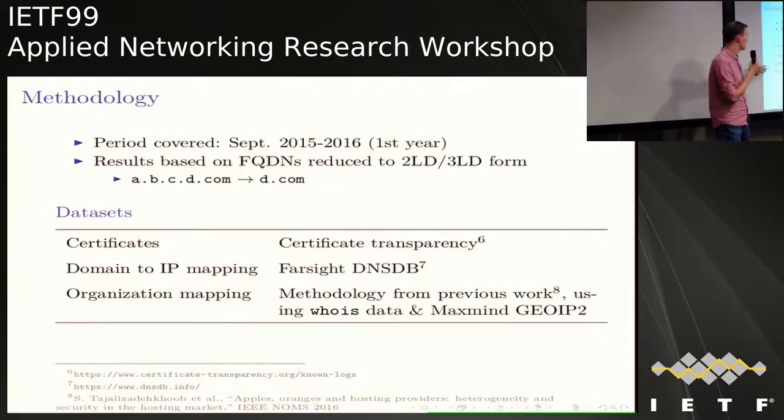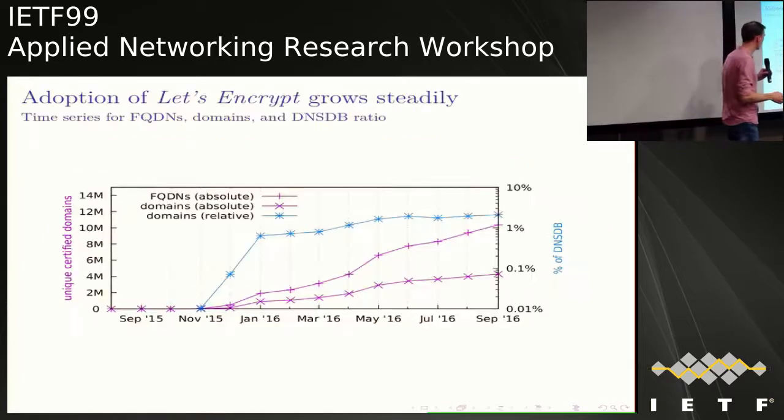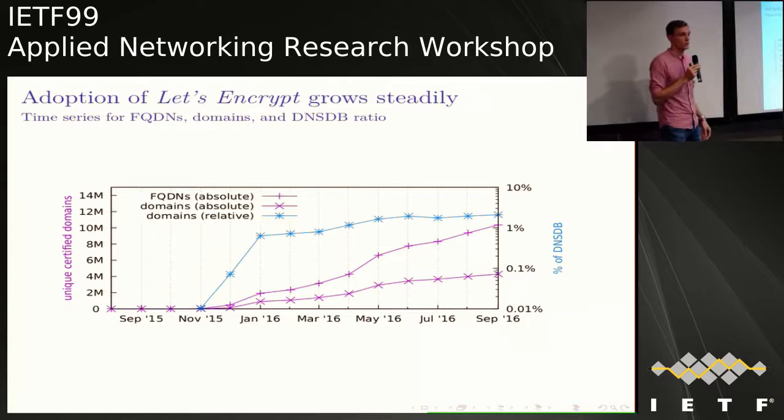And we do that in two steps. At Delft, there was access to Farsight DNSDB, which is a passive DNS data set. In previous work, they used MaxMind GeoIP and Whois data to bundle IP addresses into organizations. And organizations here is hosters. So what can you do? Now I'll just walk you through the different results in different stages.